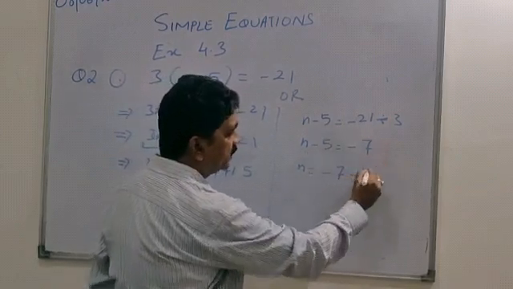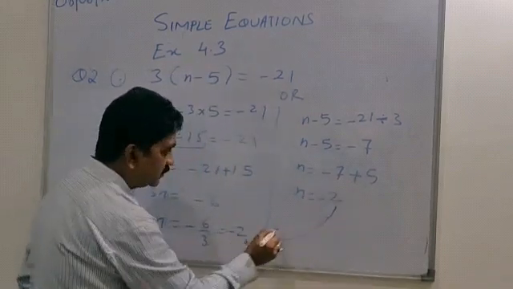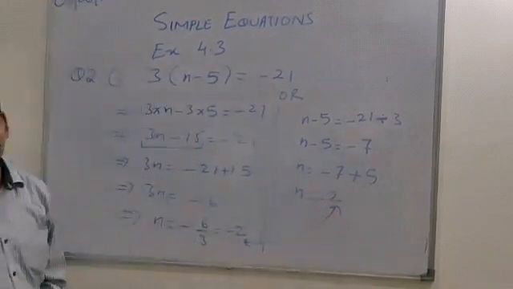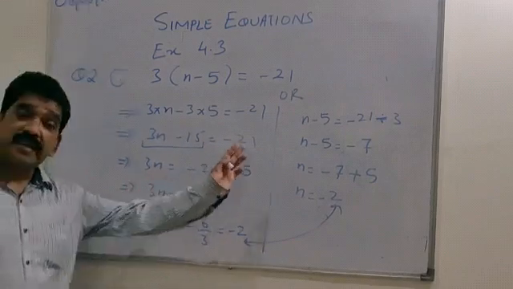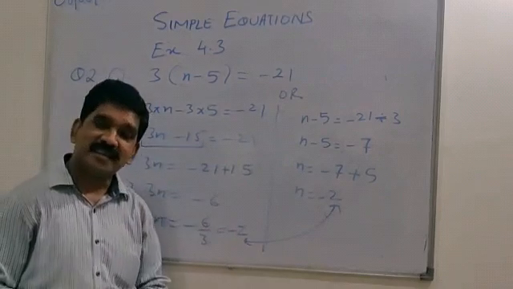Minus 5 will go this side. This will become plus 5. So n is equal to minus 2. Now see this. Both are the same. You can use any one of these methods. Okay? So keep practicing. You will understand everything.